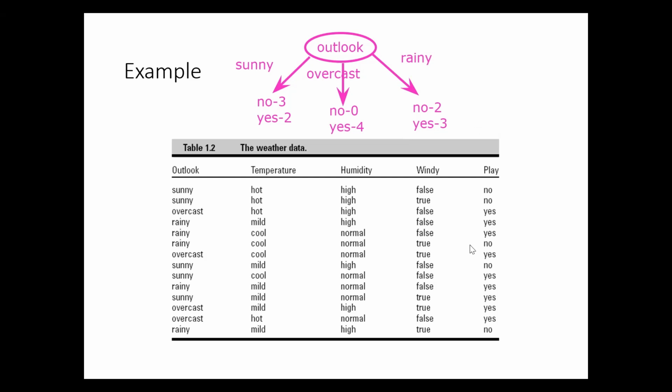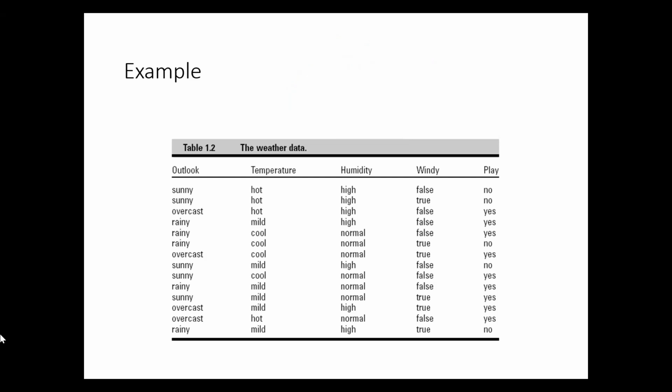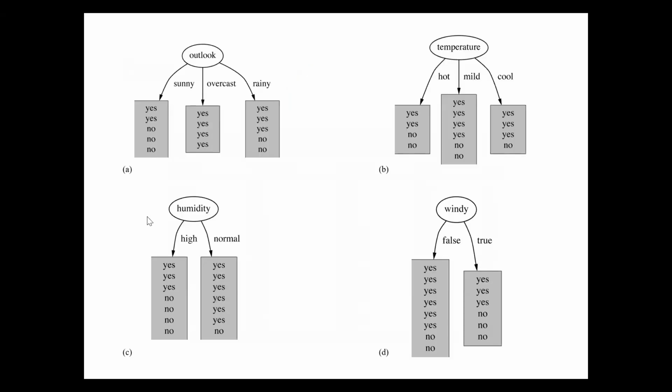So you can do this for all the remaining attributes, right? And if you look at this, it would look like this. If you repeat the same thing I did for Outlook, this is what you will get for temperature, humidity, and windy. And if I reiterate what we need to do right now, we have to select one attribute out of these 4, and we have to put it in the root node.